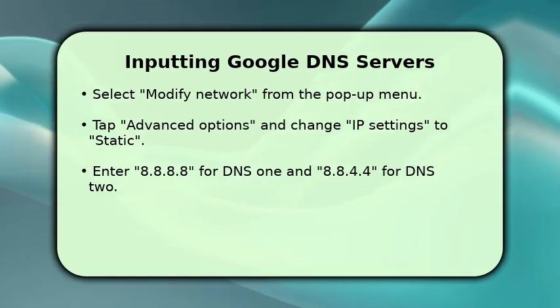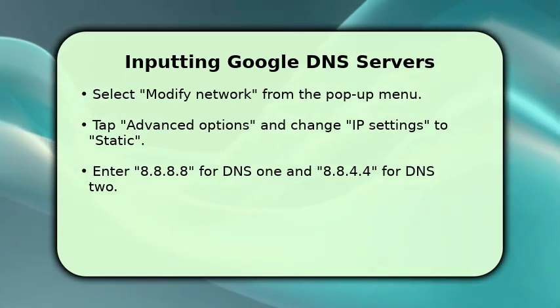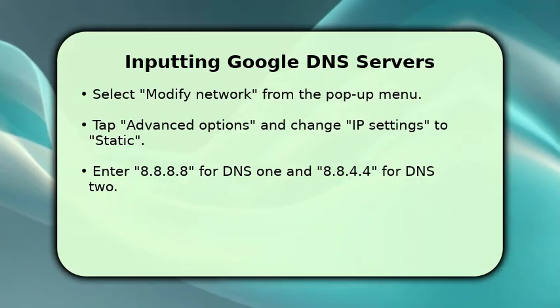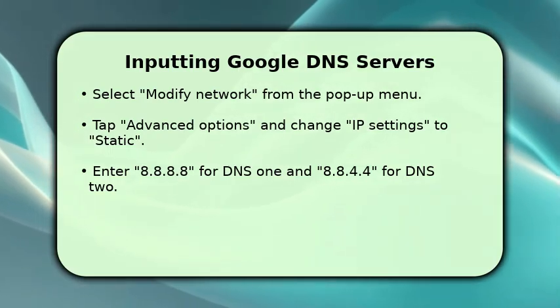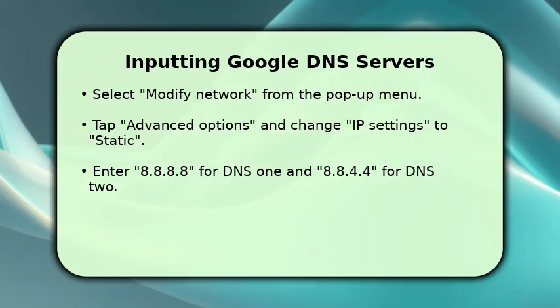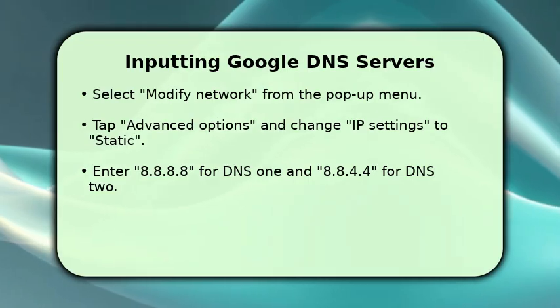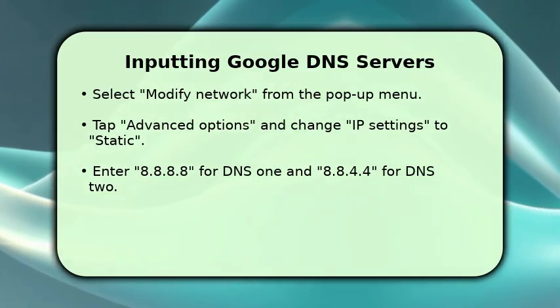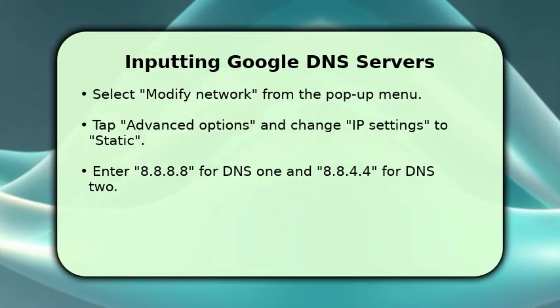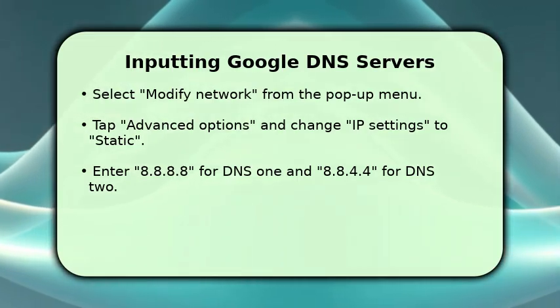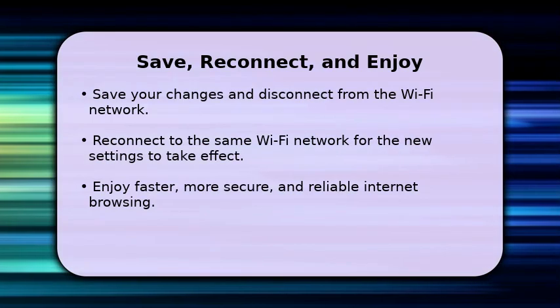You might need to scroll down and tap on Advanced Options to reveal more settings. Here, locate IP settings and change it from DHCP to static. Now, you will see fields for DNS1 and DNS2. Carefully input 8.8.8.8 into the DNS1 field and 8.8.4.4 into the DNS2 field. Remember to save your changes. After entering the DNS addresses, tap the Save button to apply your new configuration.